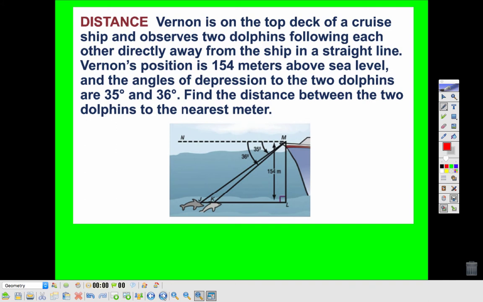This is a more advanced problem. You could see this on your test in the form of a bonus question, but maybe not as a regular question. So what are we looking for? That distance. Okay, we're trying to find the distance between the dolphins.